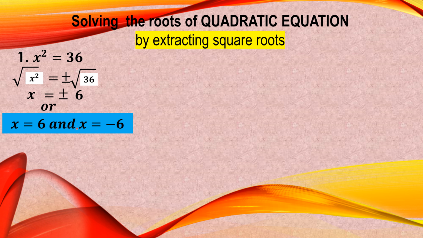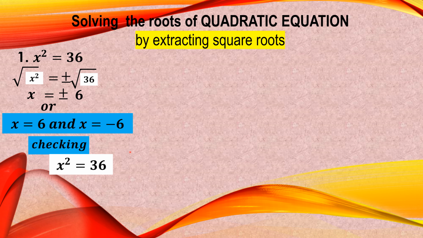There are two roots. So is it true that a quadratic equation has two roots? Yes. So the quadratic equation x squared is equal to 36 has two roots, which are positive 6 and negative 6. And then how do we know if we are correct? We will be doing the checking.